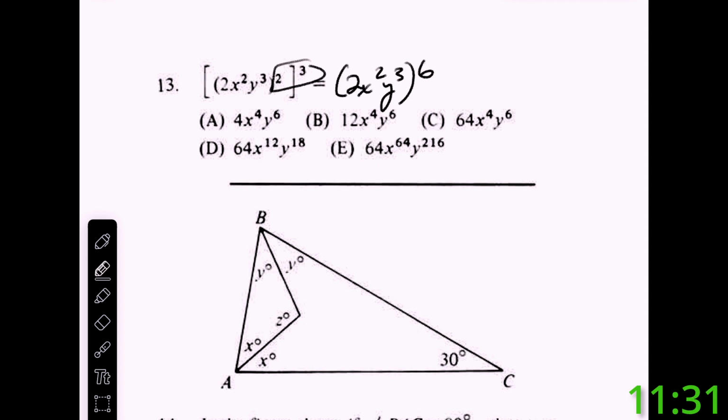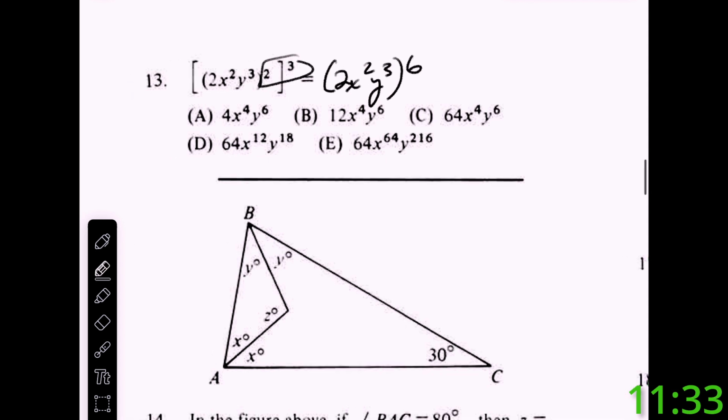Now I raise everything to the 6th power. I'm going to get 2 to the 6th, and x to the 12th, and y to the 18th. I don't know what 2 to the 6th is, but this is the only one with a 12 and an 18 in it for the powers. So I'm going to guess the answer is D, 12.